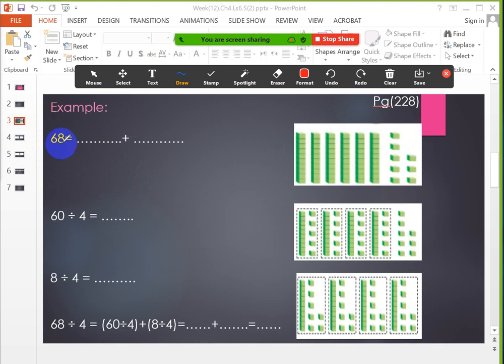I have 8 in the ones digit. That means I have to draw 8 small cubes. 6 in the tens digit. That means I have to draw 6 longs. Okay, I want to divide 68, or break the 68, into 2 numbers able to be divided by 4.